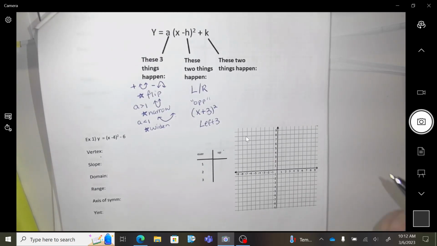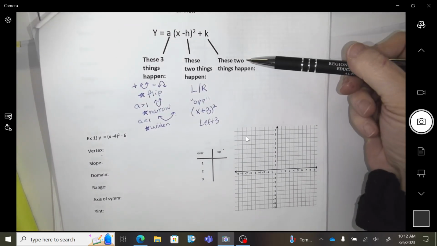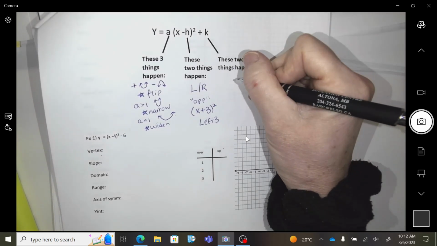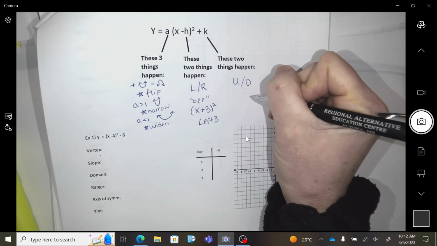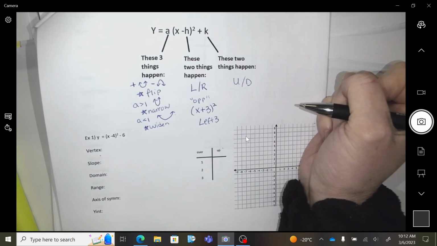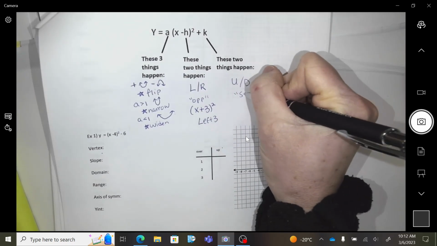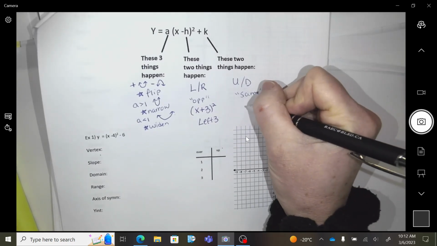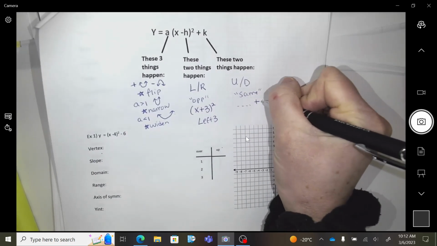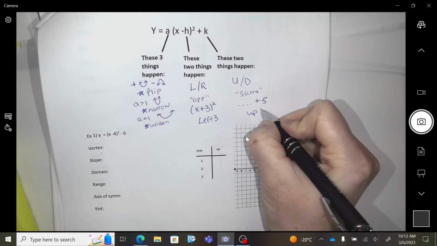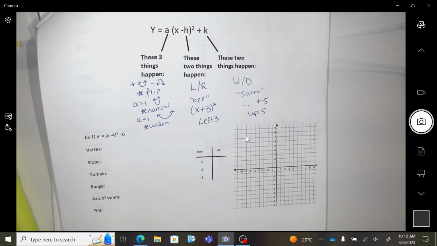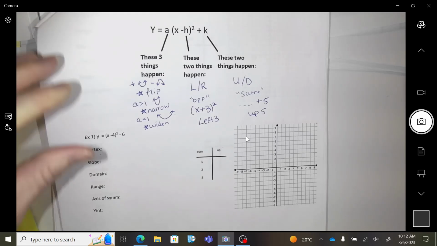And the k, that would move stuff. How? So up and down. And it would be the same or in the opposite of what I would see? I would do stuff in the same way. So if I see a plus 5 at the end of an equation, I would move up 5. Okay.